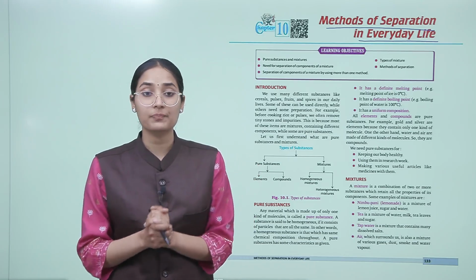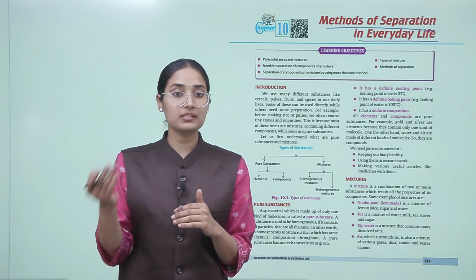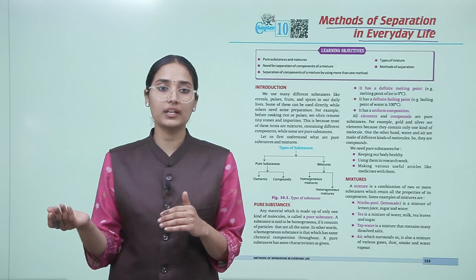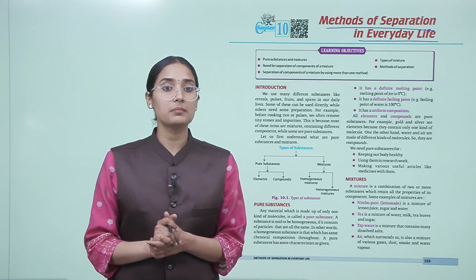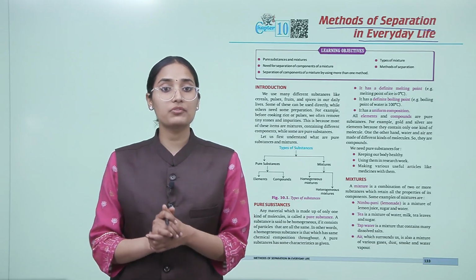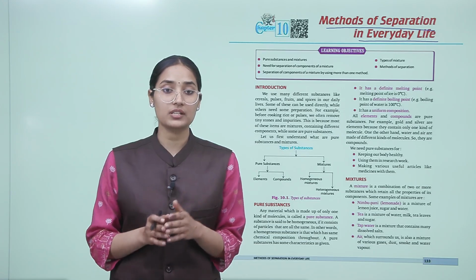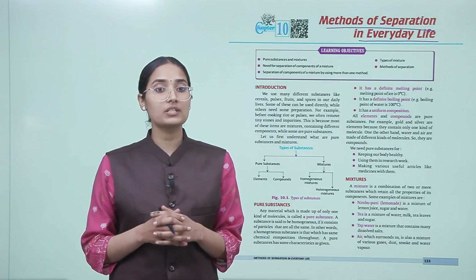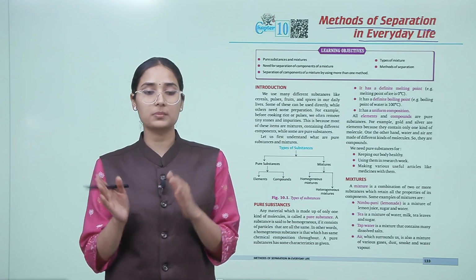So let's get started. We use many different substances like cereals, pulses, fruits and spices in our day-to-day life. Some of these can be used directly while others need some preparation. For example, before cooking rice or pulses, we often remove some tiny stones and impurities. This is because most of these items are mixtures containing different components, while some are pure substances.